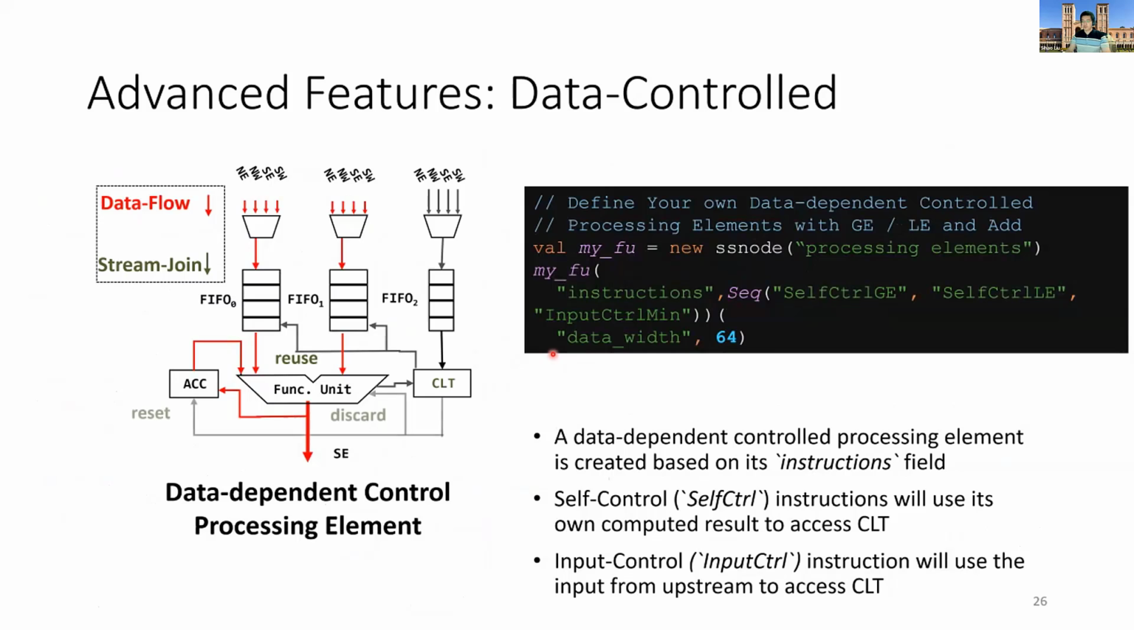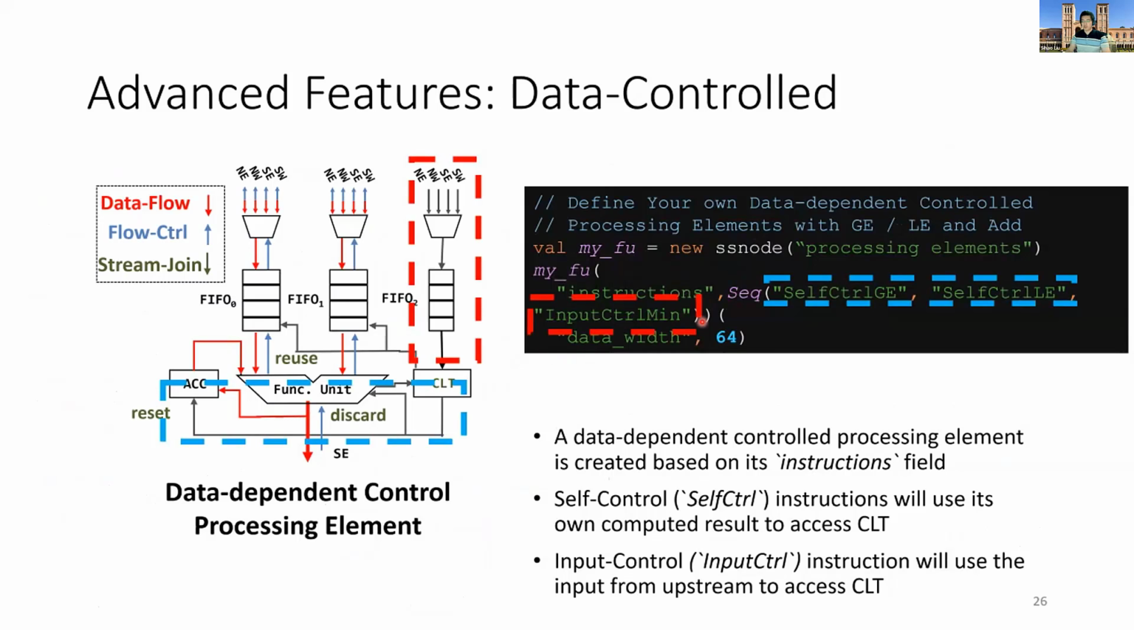And for data control, I think in Vidushi's presentation she has already introduced the data-flow data-control processing element, which means that you can control data reuse, reset the accumulator, or discard the result by its own result. That means you have a self-controlled instruction, or you use the input result to access the control lookup table, which means input control operation. So all you need to do is add self-control or input control as a prefix to the instruction that you want to perform on this processing element.